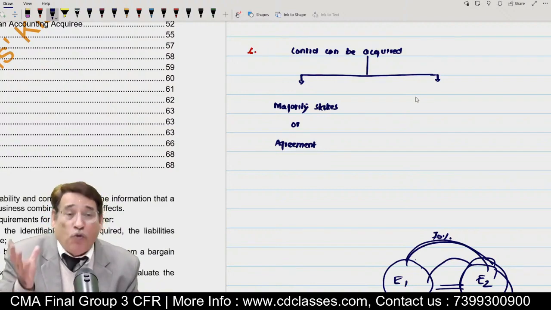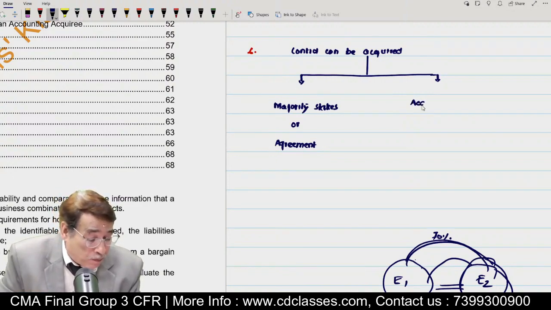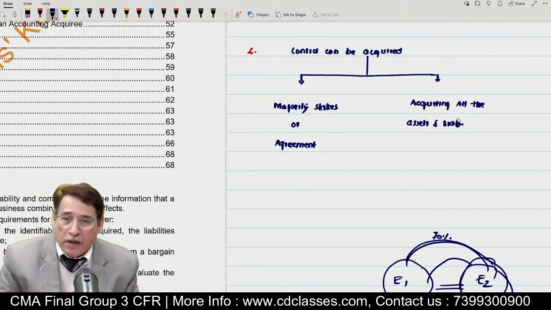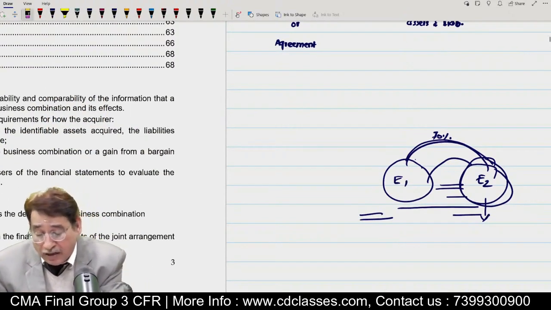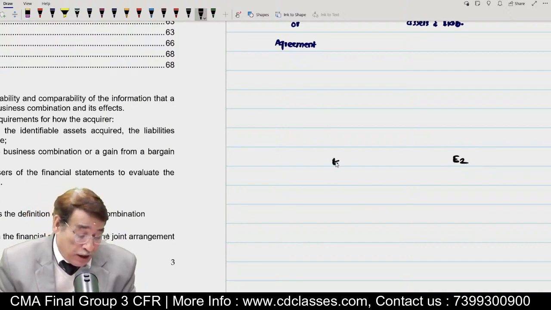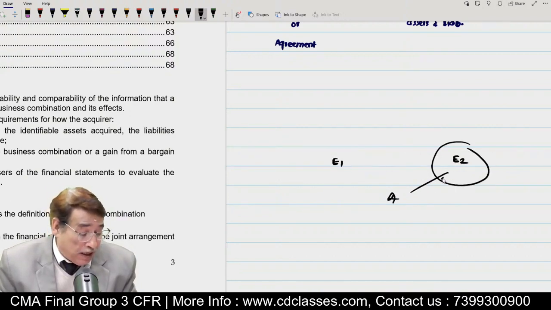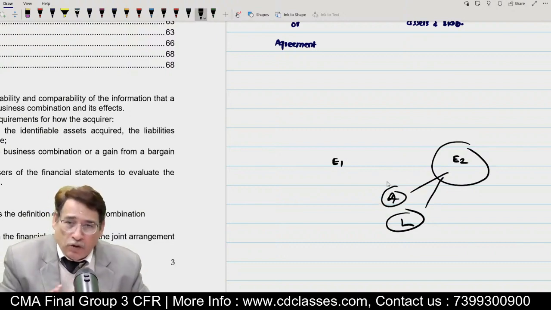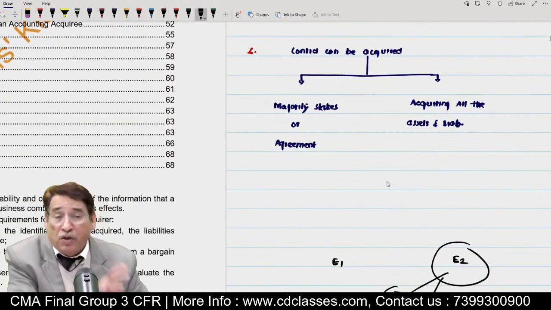However, control can also be acquired by purchasing or by acquiring all the assets and liabilities. This is the point I just wanted you to take care of. So control can be acquired simply by acquiring or taking over all the assets and liabilities of the other entity.